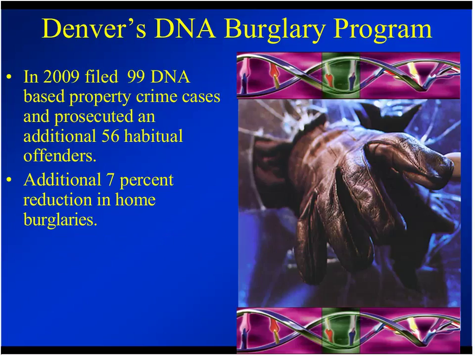In 2009, we filed, again, 99 DNA-based property crimes, prosecuted another 56 habitual offenders, and reduced our burglary rate this year by 7%. Hopefully, we'll continue to do that. So in total, we filed 566 DNA-based cases, and we have so far prosecuted 206 habitual criminals.